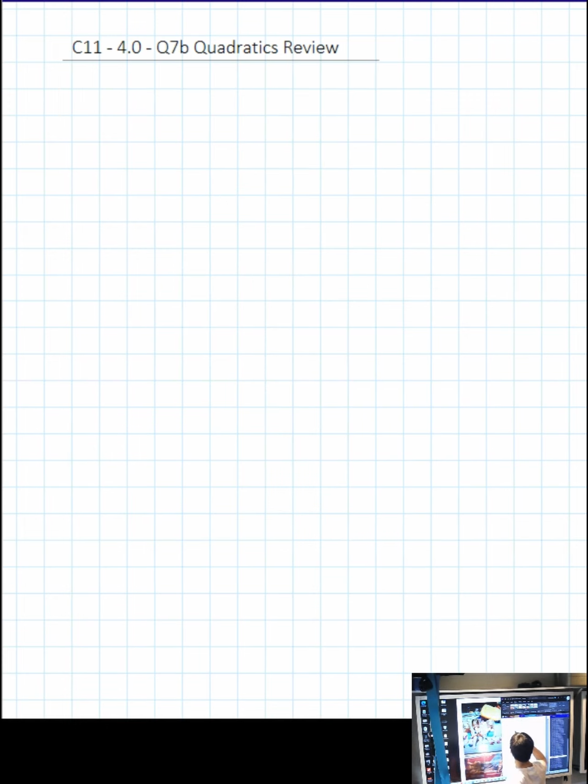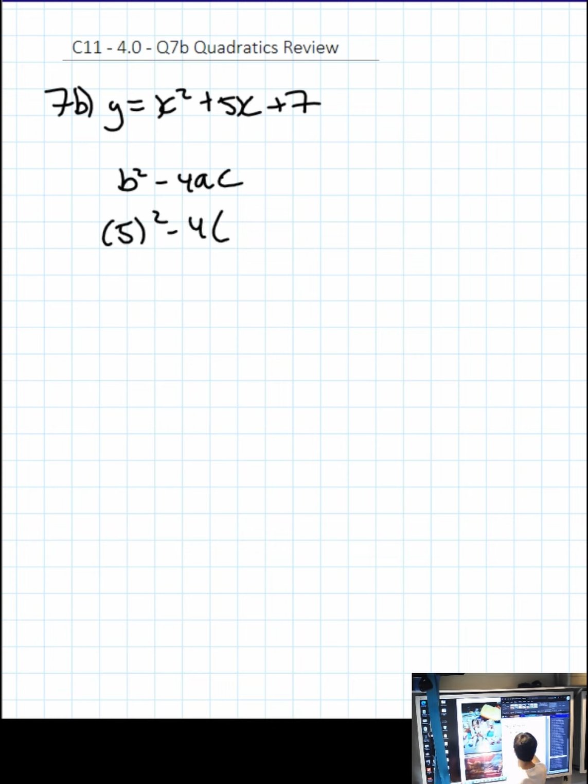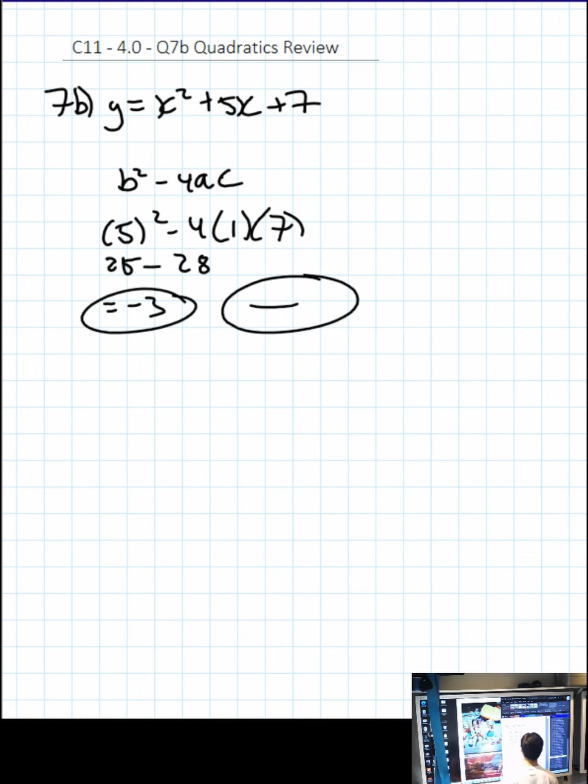Okay, so we have 7b. Y equals x squared plus 5x plus 7, finding the number of roots, x-intercepts, solutions, or zeros. So let's write down the discriminant, b squared minus 4ac. And let's substitute. So we have open bracket, 5 close bracket squared, minus 4 open, 1 close open, 7 close. So that's going to be 25 minus 28, which is equal to negative 3. Circle our answer, put a gigantic minus sign beside it and circle it, and let's sketch the graph.